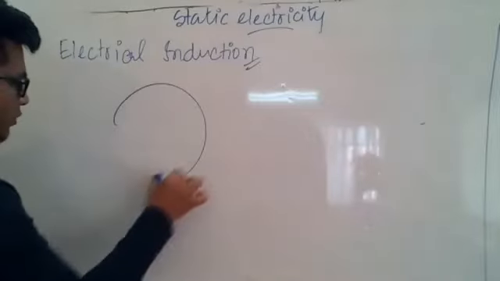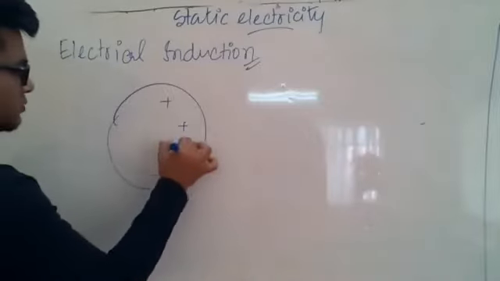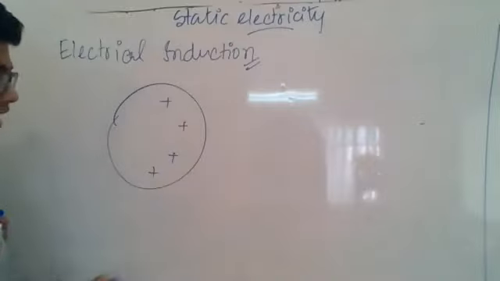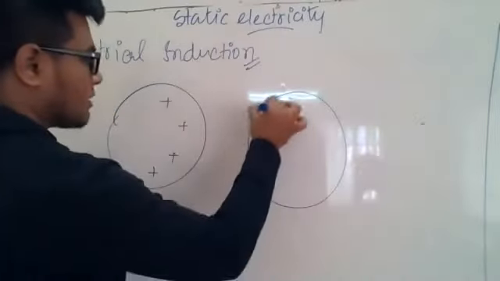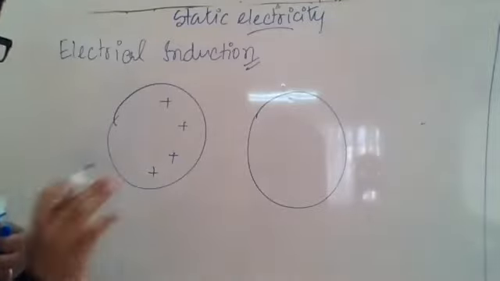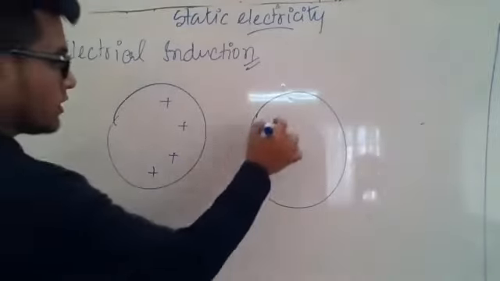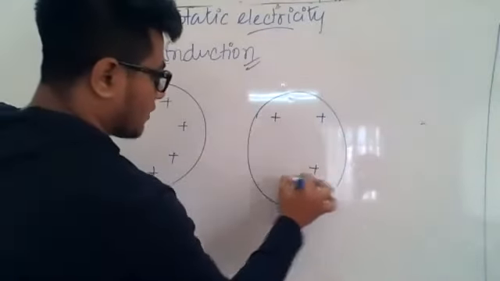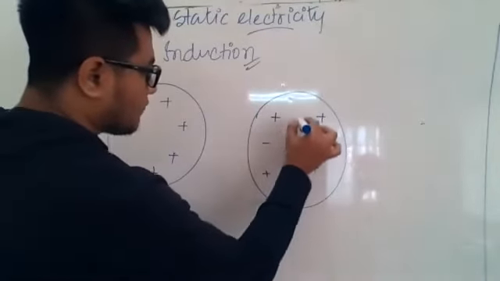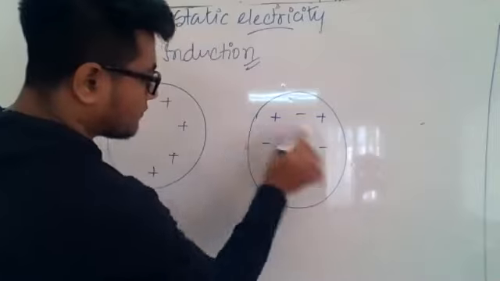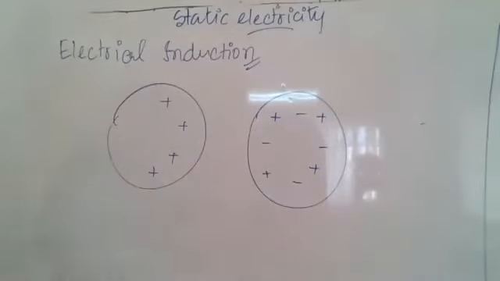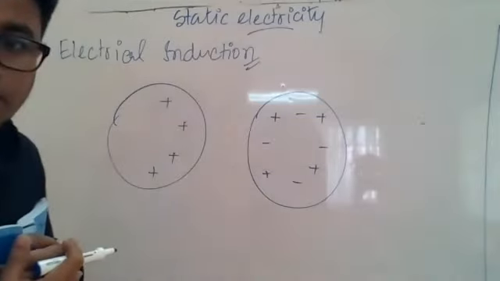See, we have a body here. Let us say this is positively charged, and I have brought it closer to a body which is neutral. Neutral means it has an equal number of electrons and protons. If it has 4 protons, then it will have 4 electrons also. See, 4 protons and 4 electrons. This is neutral. Now, why will there be some attraction force between them?